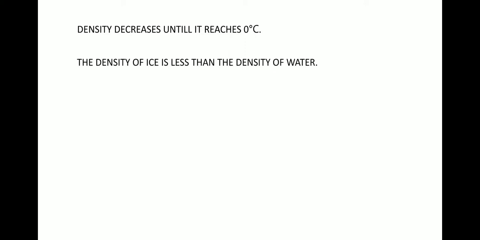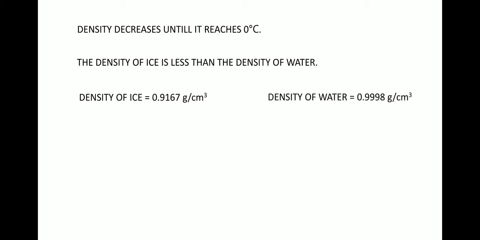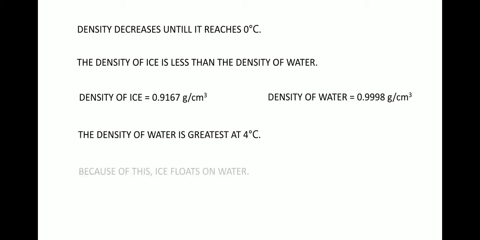If you check, the density of ice is 0.9167 grams per centimeter cube, whereas the density of water is 0.9998 grams per centimeter cube, which is almost equal to 1 gram per centimeter cube. Thus, the density of water is greater than the density of ice, and also the density of water is greatest at 4 degrees Celsius. Because of this reason, ice floats on water and icebergs also float on the sea.